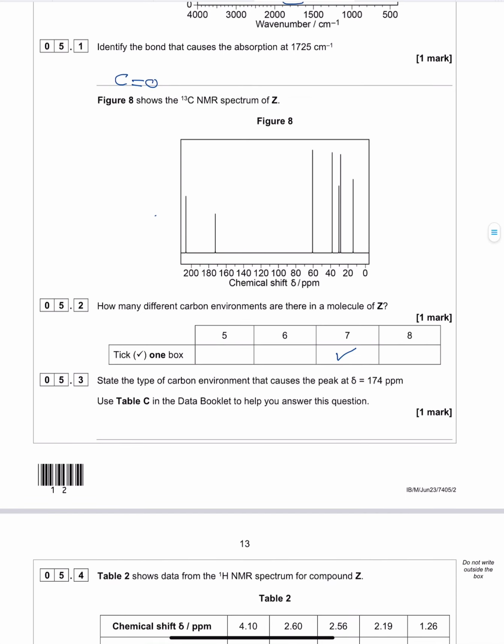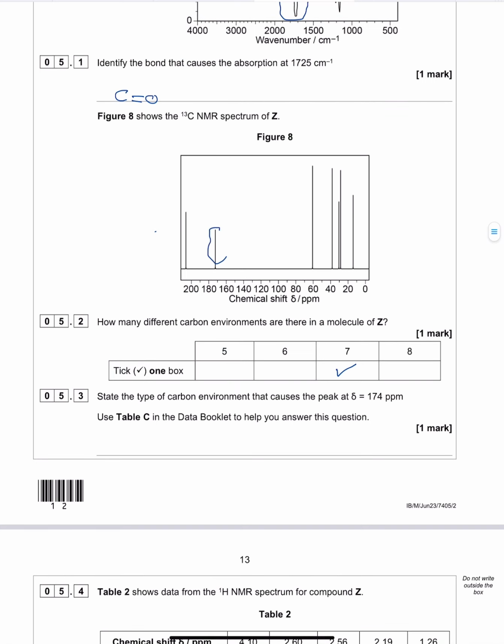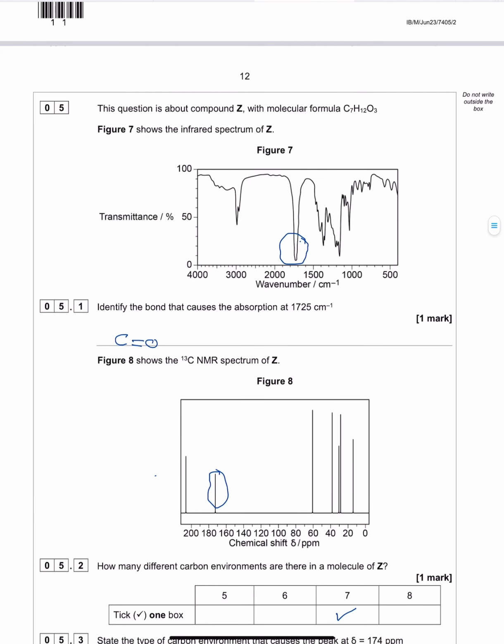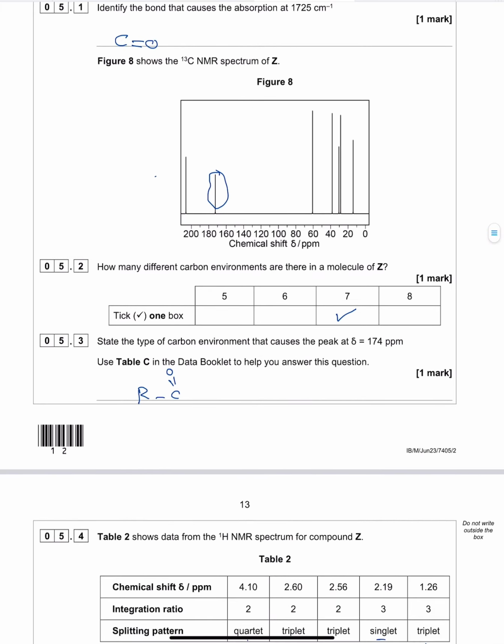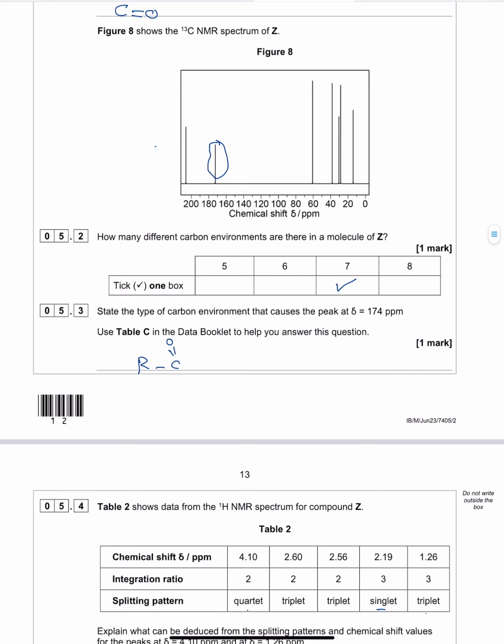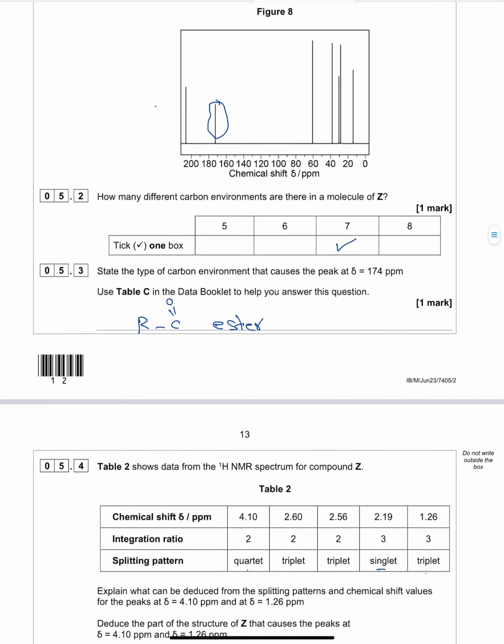State the type of carbon environment that causes the peak at 174 ppm. And then you need to use your data booklet for carbon-13, and you're going to find that this peak here at 174 is for a carbonyl group coming from either an ester or an acid. However, here when you look at the IR, there is no peak for the OH, so we don't have an acid, we only have an ester, so you have to state that this is for an ester. So it's a carbonyl coming from an ester.